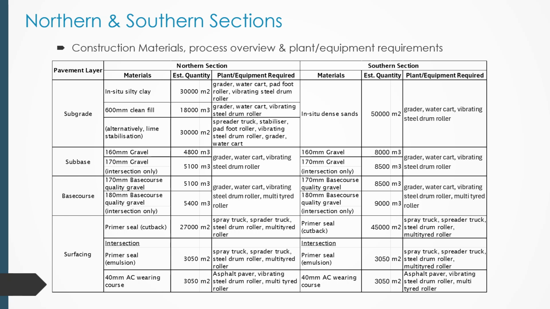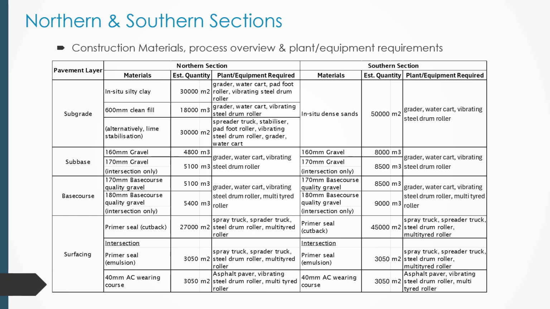But for the northern section, obviously we either prepare the in situ clay subgrade, which requires a pad foot roller in addition to the grader, water cart and steel drum to enable appropriate compaction of the clays, to then receive the 600mm clean fill. Alternatively, the lime stabilisation option, which will also require a pad foot roller, but also the spreader truck and stabiliser for the lime stabilisation process. Noting the material quantities are a bit higher in the southern section, obviously being a 5 km section as opposed to the 3 km section, but probably worth highlighting the 600mm of clean fill required in the northern section is approximately 18,000 cubic metres, which would be quite a substantial cost, hence why the lime stabilised option might be more desirable.